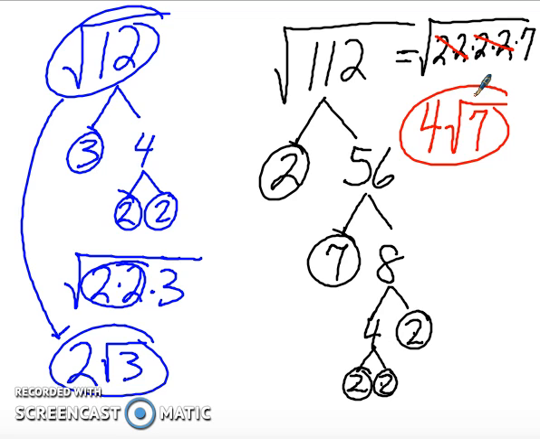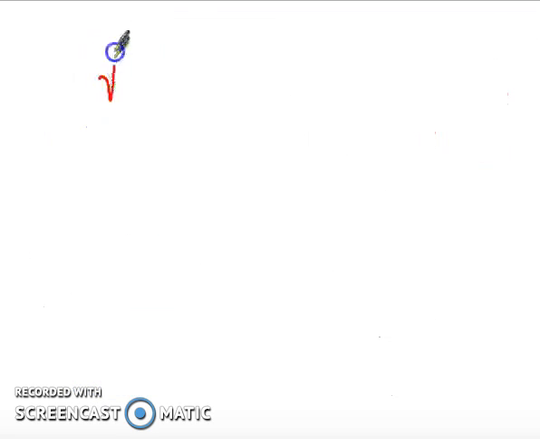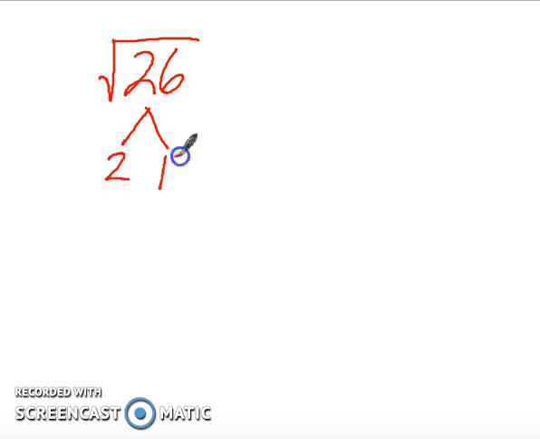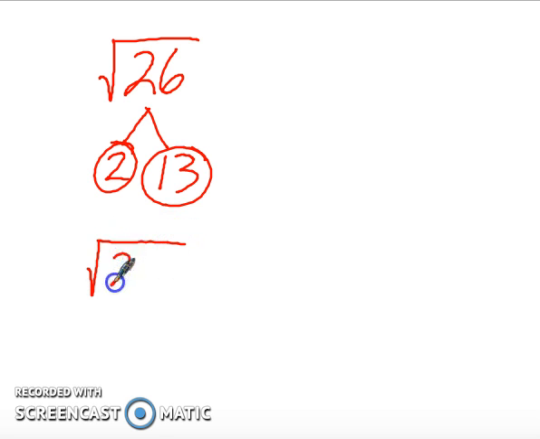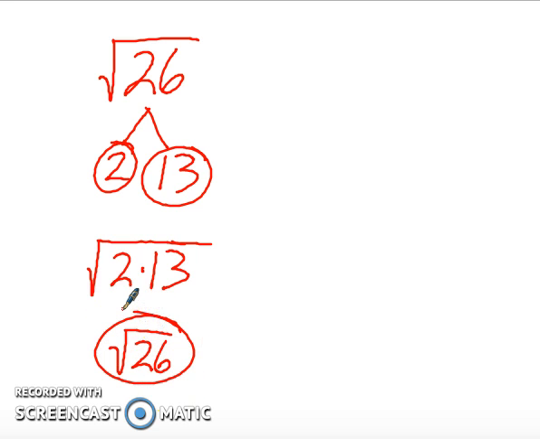So there we go, simplifying radicals. Now, let me just show you one more. What if we get the square root of 26? That's pretty easy. 2 times 13. 2 is prime. 13 is prime. So the square root of 26 is the square root of 2 times 13. We don't have anything times itself. So what's the answer? It's still the square root of 26. You just can't simplify. Some numbers can't be simplified, kind of like prime numbers can't be simplified. That's what happens here when we're dealing with them.